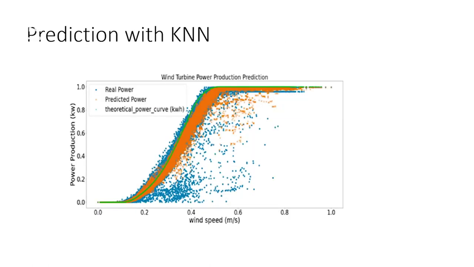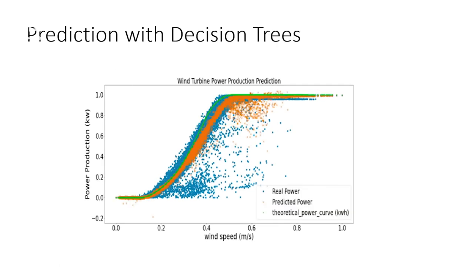So for example, you can do the predicted power and the real power. And this is with K and N. I don't even remember what K was. So you have K, and then it's a bit better, but obviously it gets shifted a little bit to the right. So it's not bad, but also not great.